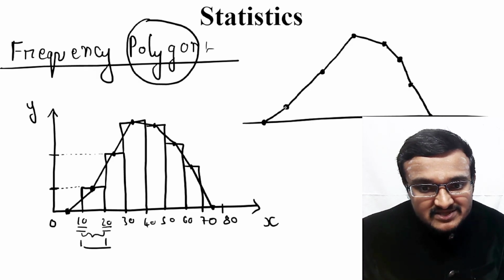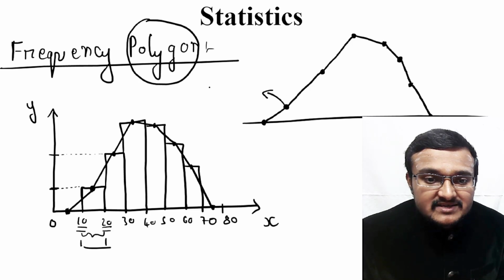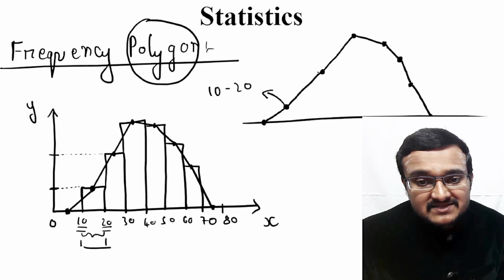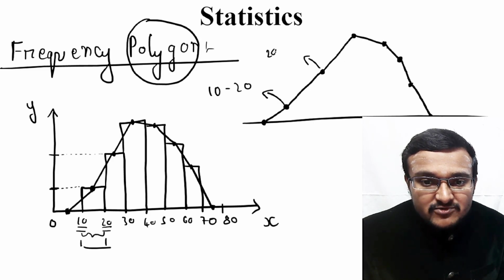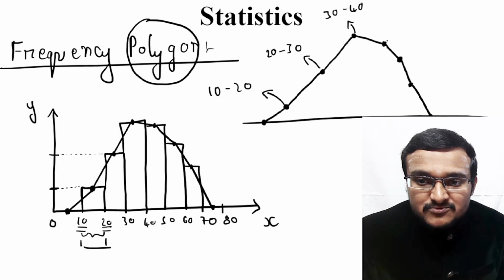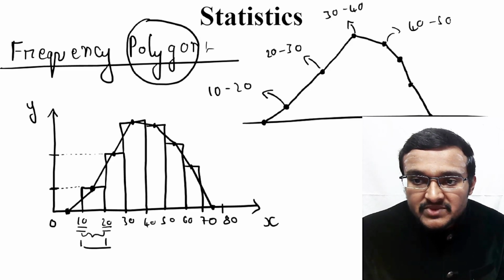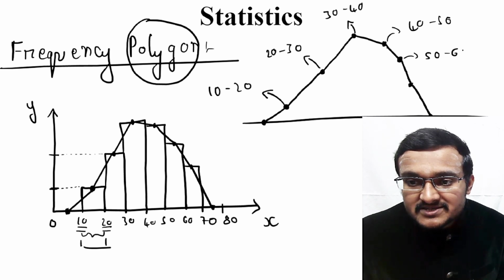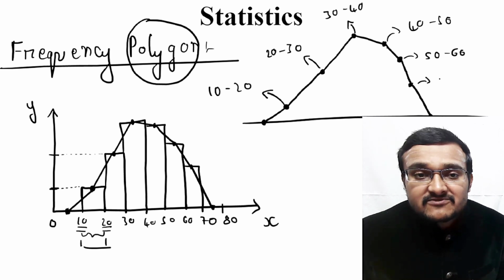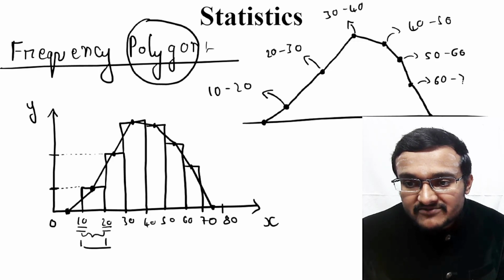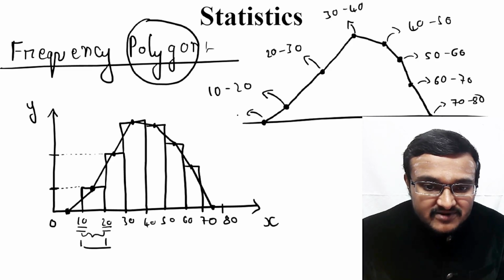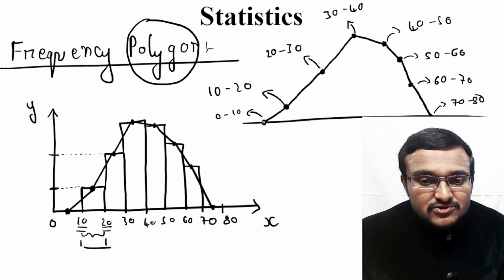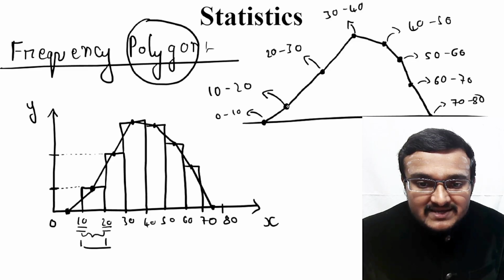This is the frequency from the 10 to 20 range. This particular point is ranging from 10 to 20 on the x-axis, this point is ranging from 20 to 30, and this point from 30 to 40. This point signifies 40 to 50, this point 50 to 60, this point the frequency in between 60 to 70, this point is from 70 to 80, and this first point is from 0 to 10. That means from 0 to 10 there is no frequency. From 10 to 20 this is the frequency.